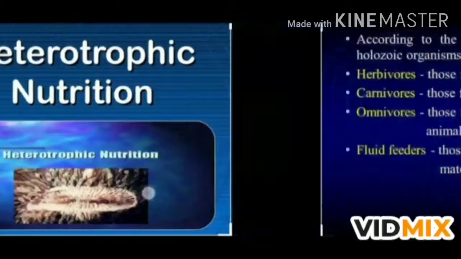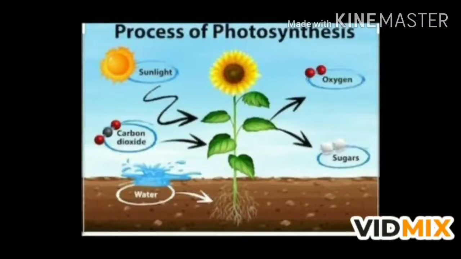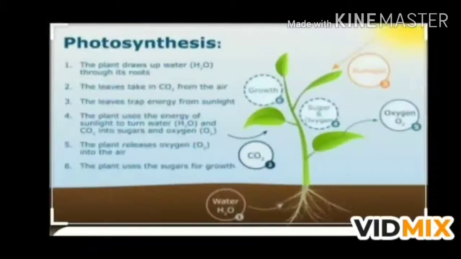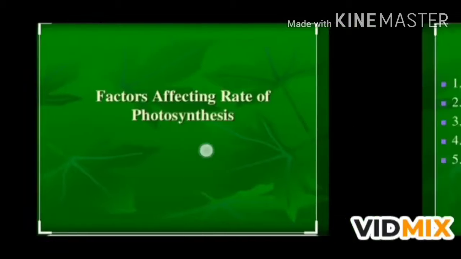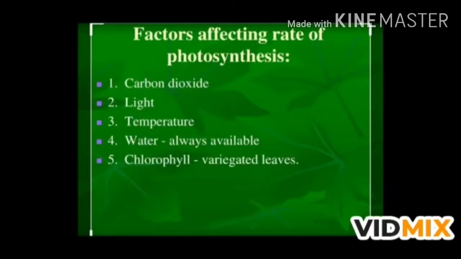Now next one is factors affecting photosynthesis. Photosynthesis is affected by a number of environmental factors. These are: first one is light intensity. As the light intensity increases, the rate of photosynthesis increases almost linearly. At higher light intensity, the rate of photosynthesis becomes limiting.